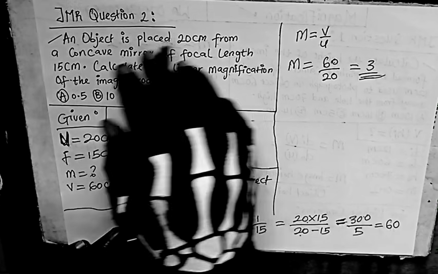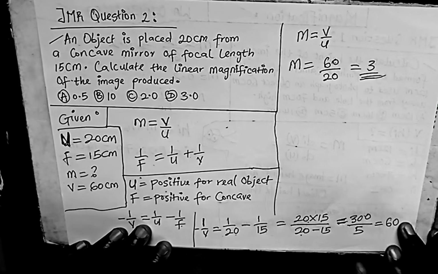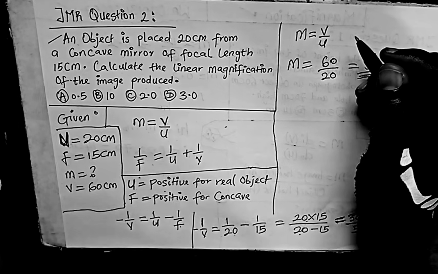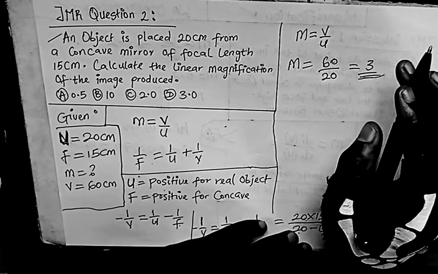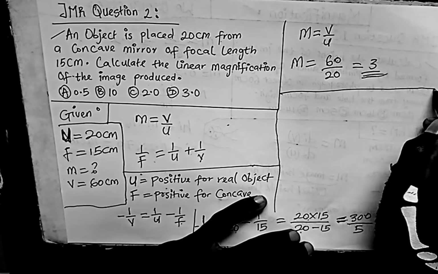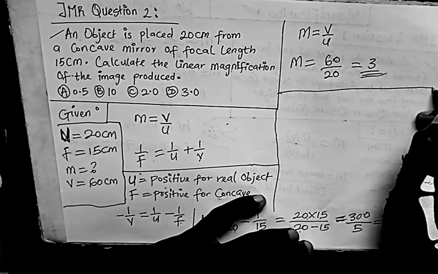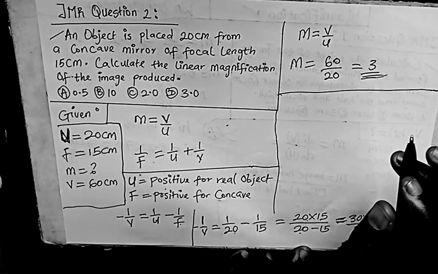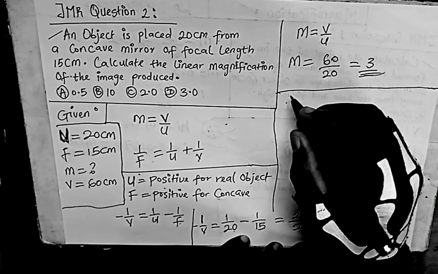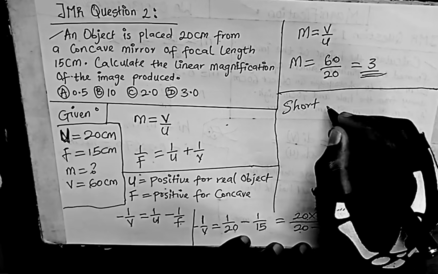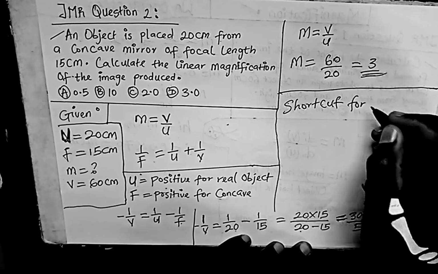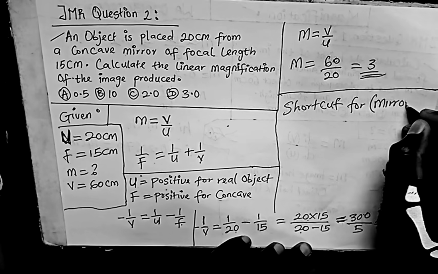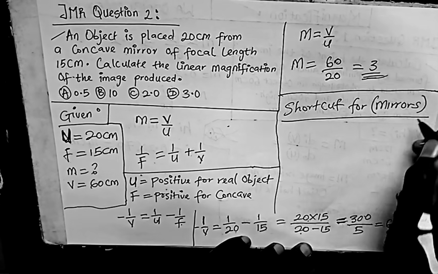Among the options provided, pick the correct option and drop it in the comment section. Let me give you shortcuts that work for only mirrors. Don't use them for lenses, only mirrors. If they ask you to find magnification for a mirror, this is the fastest way. Shortcuts for mirrors only, not for lenses.